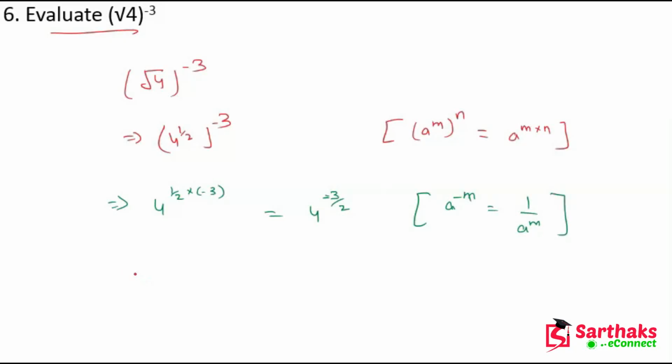So this will become like 4. Here we have 4 raised to power minus 3 upon 2. So we can write it as 1 upon 4 raised to power 3 upon 2. We get the answer: 1 upon 4 raised to power 3 upon 2. Understand, my dear friends?